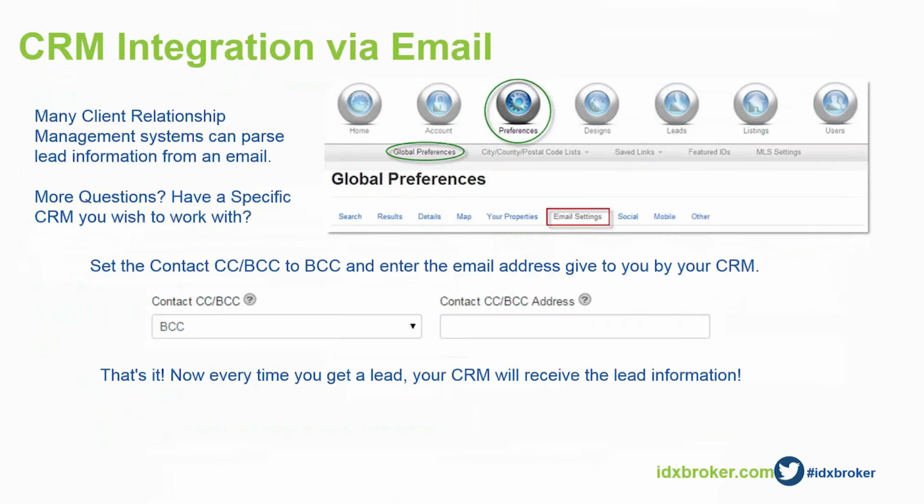But Top Producer is not your only option. You can also integrate via email. So many customer relationship management systems can parse lead information from an email. And this is done under preferences now within the top navigation bar. Click on global preferences and then email settings. And basically you're just setting up the contact CC or BCC and entering the email address for your CRM. And that's basically it.